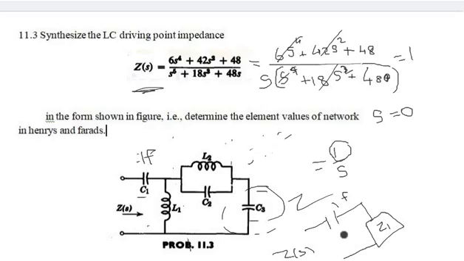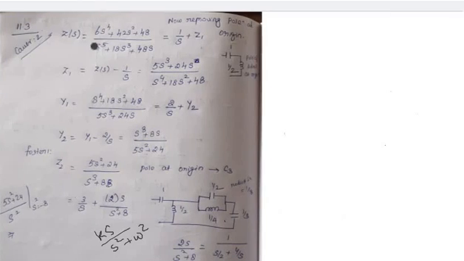So 1 by S plus Z1 will be your Z of S, which is given here. So Z of S, this one. So 1 by S plus Z1. Okay. So we have to find out the remaining term. Remaining term means Z1 of S. Here Z1 of S, first term will be your inductance L1, which represents pole at origin of admittance function.